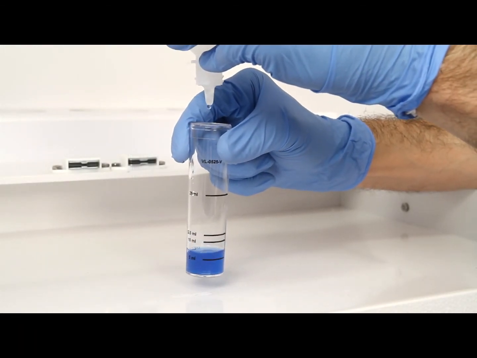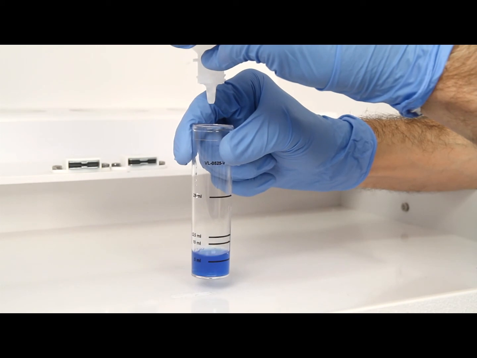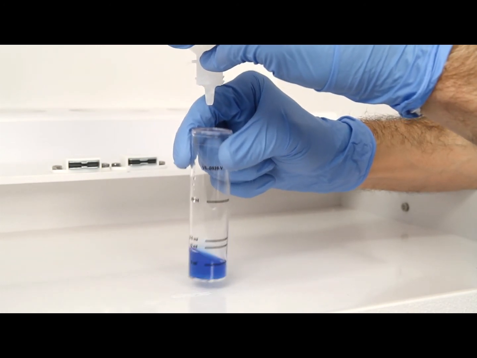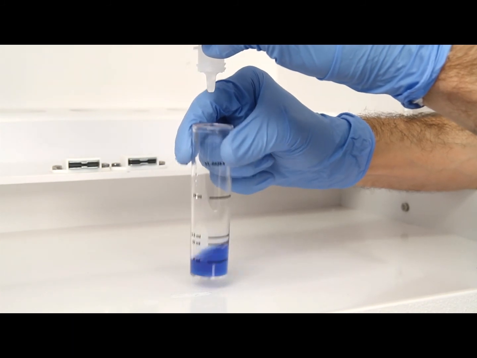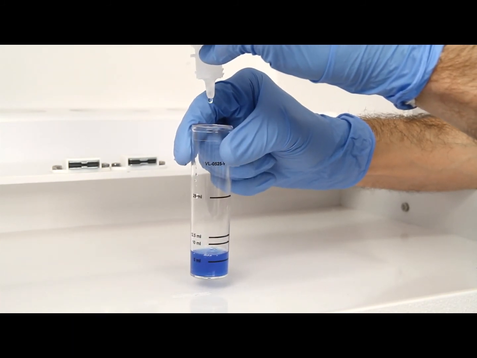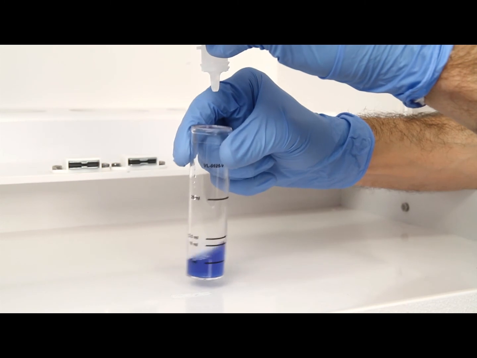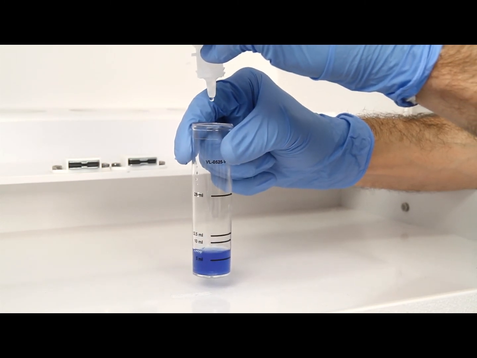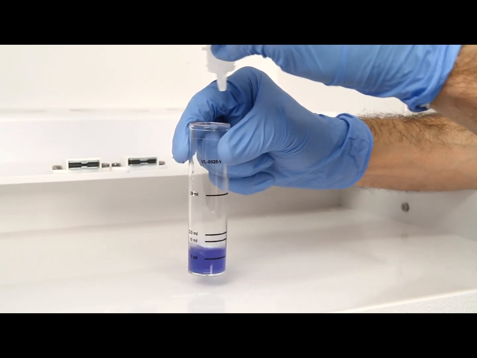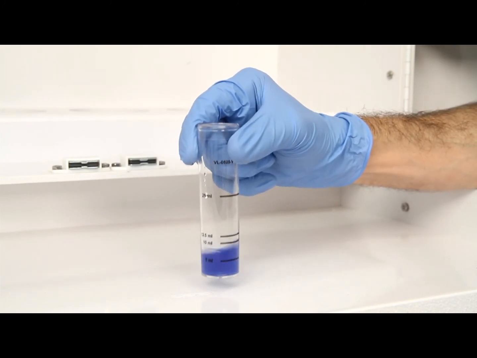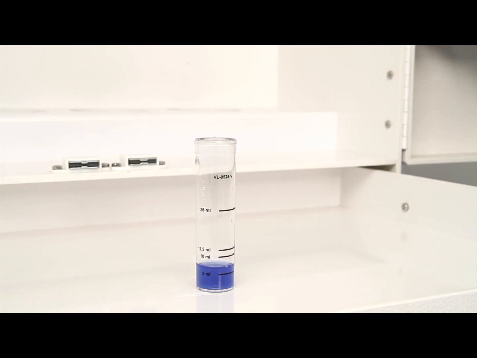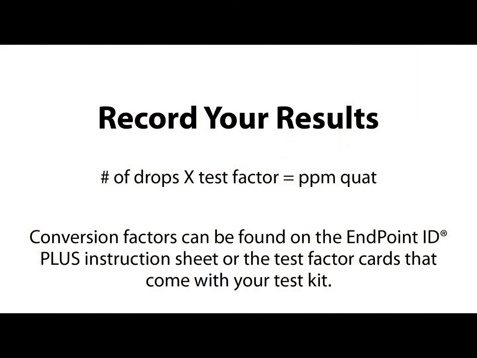After the addition of each drop of titrant, you want to swirl the vial to mix the sample. Count the number of drops during this step. According to the endpoint ID procedure, the titration is complete when the sample color changes from blue to purple-pink. Multiply the number of drops by the test factor to obtain the parts per million Quat.